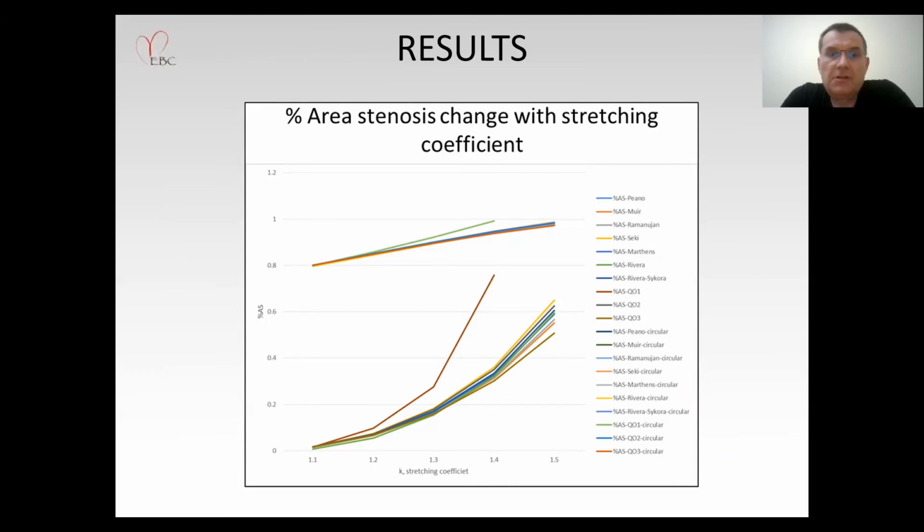This is the main result from the theoretical calculation. As you can appreciate, with increasing the stretching coefficient, which is the ratio of the major ellipse axis to the minor ellipse axis, there is a decrease in the area of the ellipse, which results in an increase of the area stenosis at the ostium, just because of changing the shape of the ostium. However, this increase in area stenosis is quite significantly less than in the case where circular ostial area stenosis is assumed.